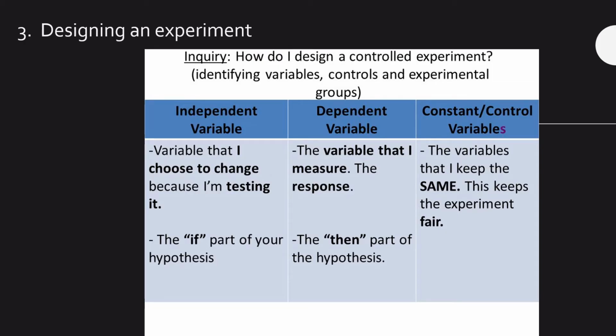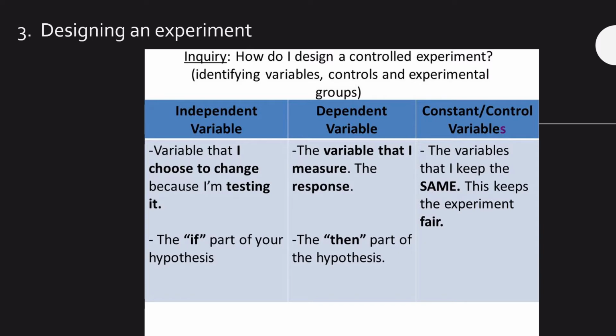Okay, so now we need to design an experiment to test our hypotheses. So here are a couple of things that we need to do. We need to be able to identify our variables, and then we need to have control groups and experimental groups. So there's the independent variable. That's the variable that I choose to change because I'm going to test it. It's the if part of your hypothesis.